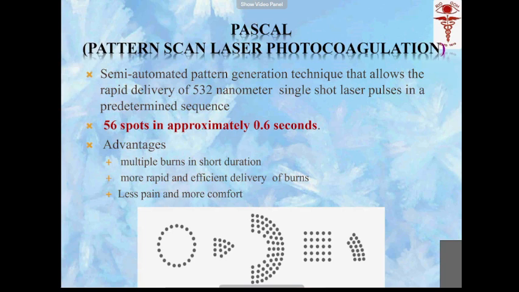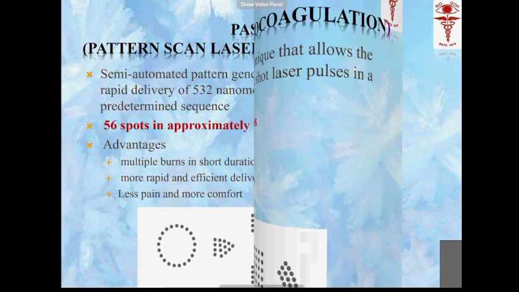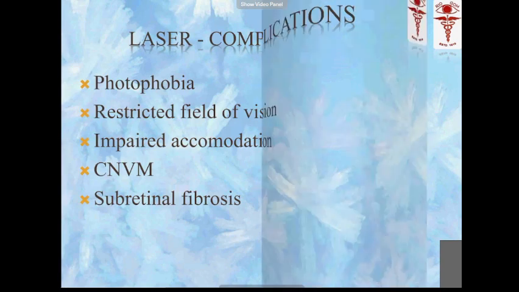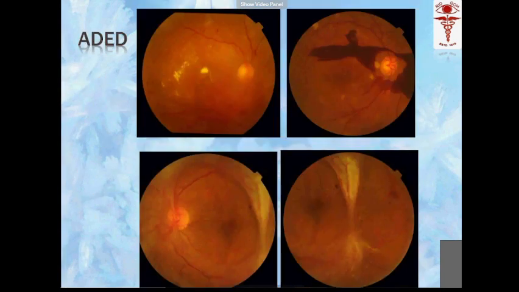There are various complications of laser. The most common complication is restriction of field of vision, because you are burning the mid peripheral retina. So what is the final part in the course of diabetic retinopathy? One is non-proliferative. From there it goes to proliferative, and again to the end stage disease. That is advanced diabetic eye disease, where the treatment is very, very difficult.